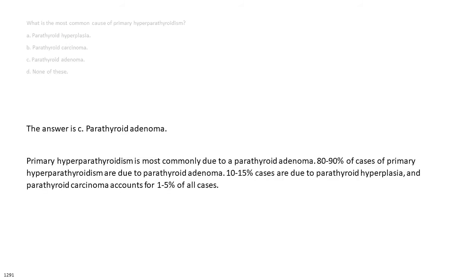The answer is C. Parathyroid adenoma. Primary hyperparathyroidism is most commonly due to a parathyroid adenoma. 80 to 90% of cases of primary hyperparathyroidism are due to parathyroid adenoma. 10 to 15% of cases are due to parathyroid hyperplasia, and parathyroid carcinoma accounts for 1 to 5% of all cases.